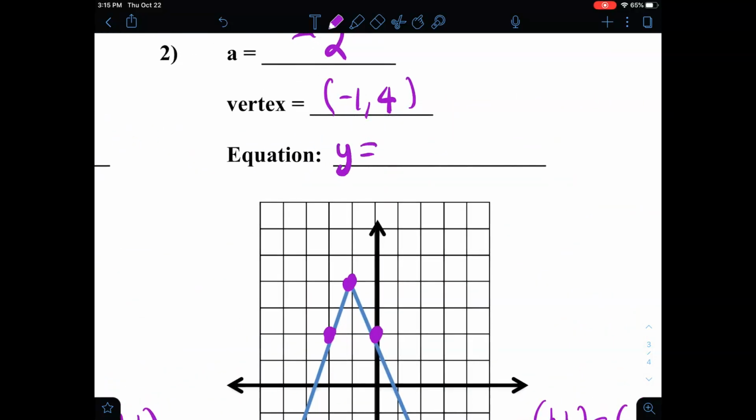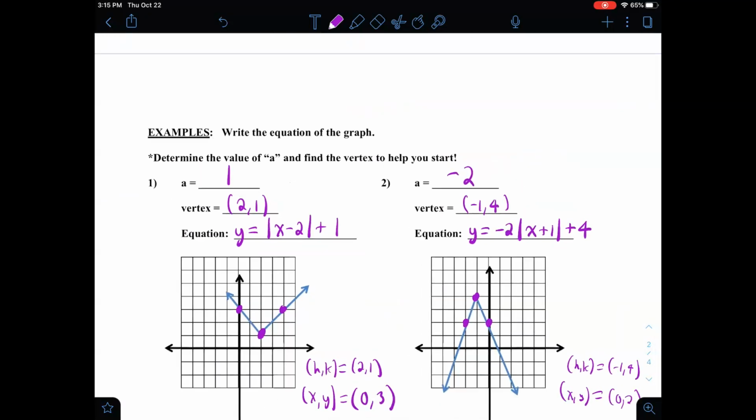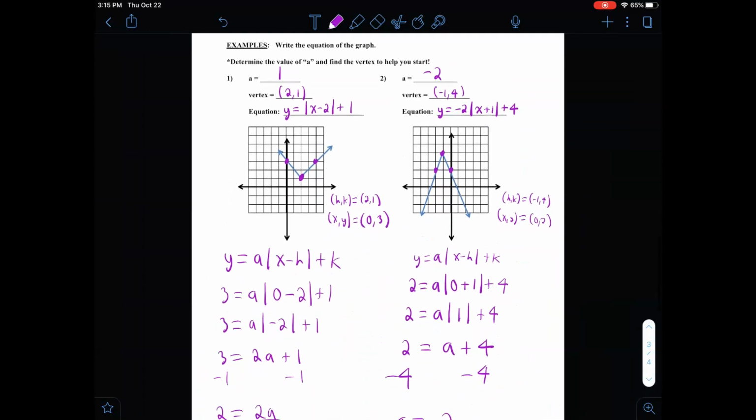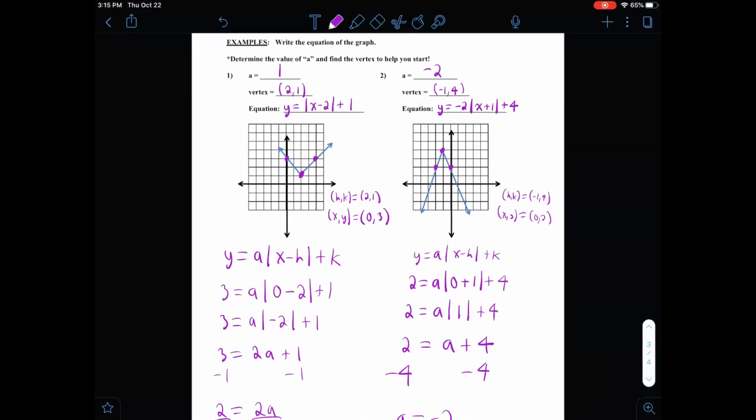So our new equation is going to be y equals negative 2, absolute value of x, minus negative 1 is plus 1. Remember, it's always minus h, but if h is negative, it's going to be plus, and then plus our k, which is 4. All right, and then there is our equation taken from a graph.